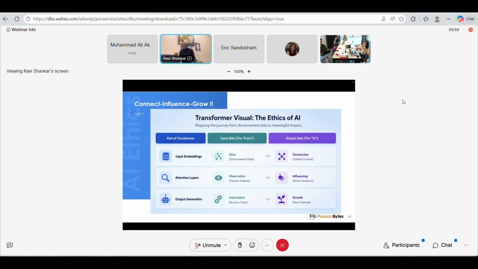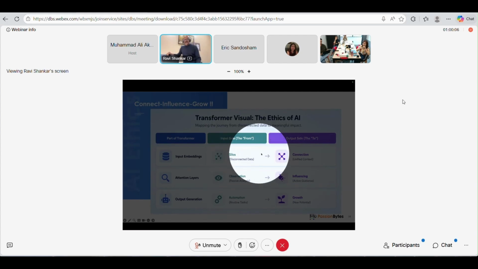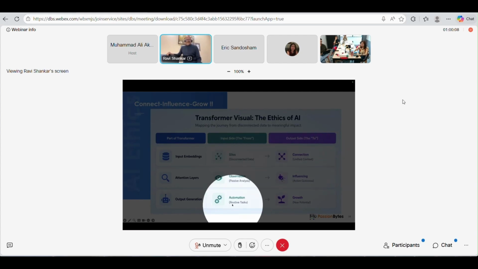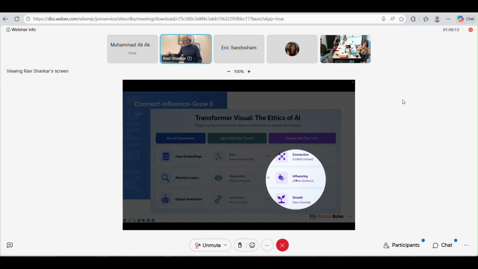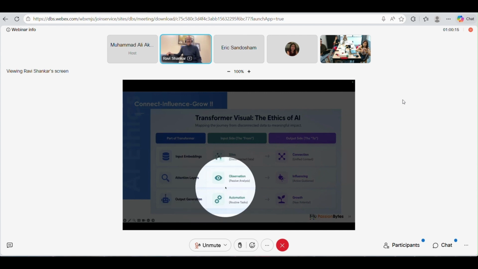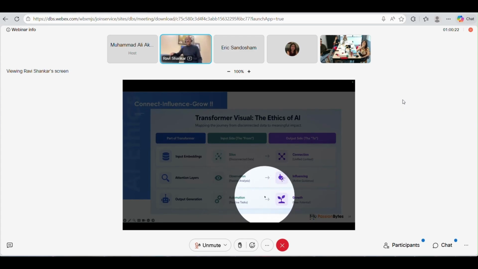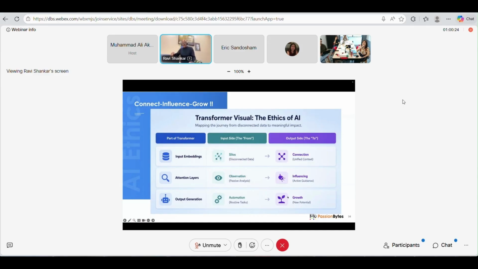So, what did AI teach us? AI told us to use input embeddings. Silos of disconnected data will help you to connect. Use attention layers. Observe it so that it will help you to influence. Create output which will increase the revenue, increase the benefit, increase the efficiency of your organization, which is growth. So if you look at all these three, connect, influence, and growth, that is the motto of this architecture guild, correct?